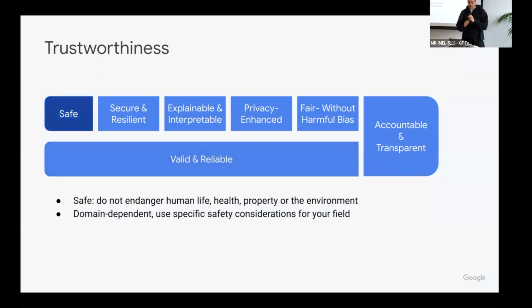Next, we have safe. We already defined risk and safety, but in this context, safe can be more simply defined as do not endanger human life, health, property, or the environment. Now, this is, of course, very domain dependent. Your definition and your different risks associated with your app or service are going to be very different if you're building an autocomplete app, as opposed to something like a medical device, right? So there's going to be a lot of domain-dependent knowledge, and you should absolutely lean into whatever your specific domain is.